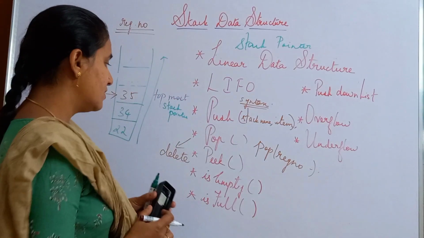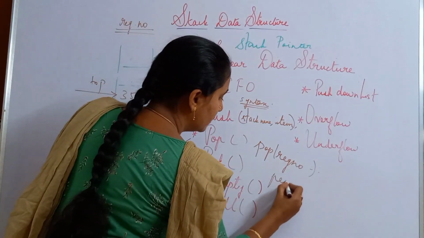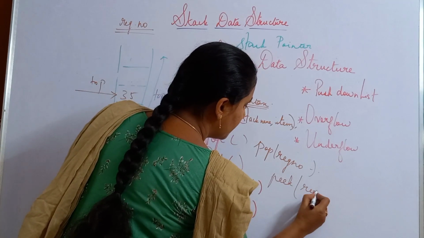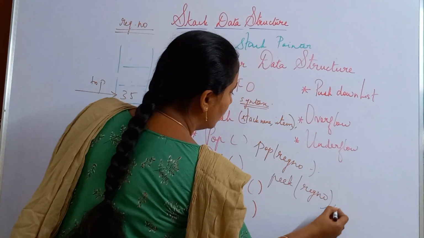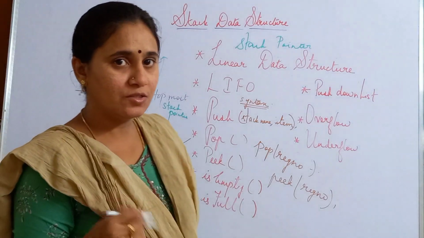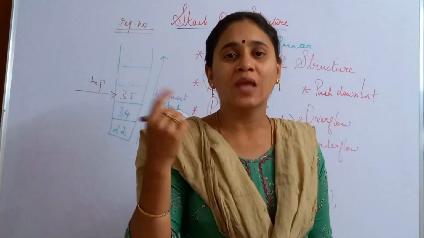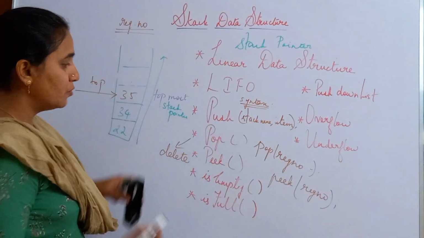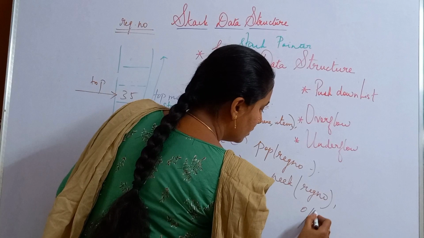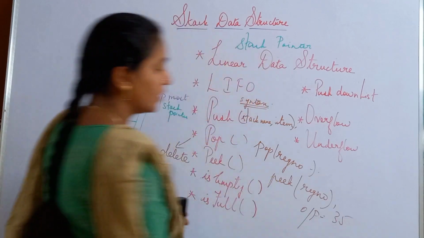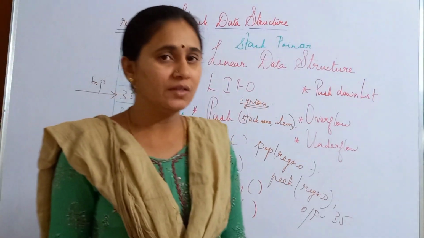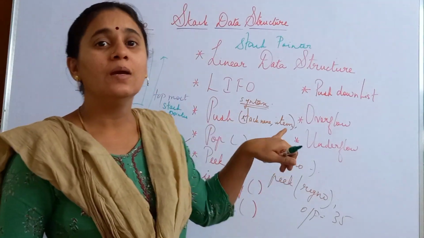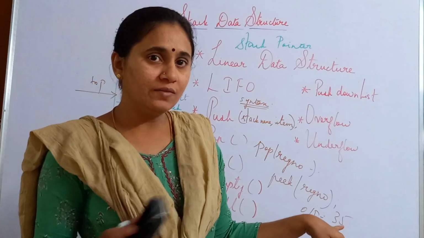That's all. So for example, if I give peek, what is the name of the stack? It is register number. So what will it do? Once the statement is executed, your output will have the value present at the topmost. Here the topmost element is 35. This is your output. Clear? So we have seen the push operation, pop operation and peek operation. Are you all clear with this?